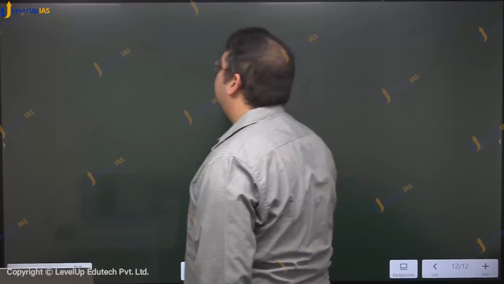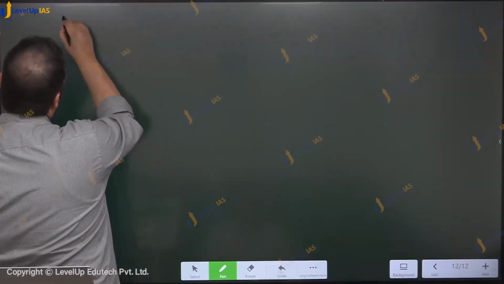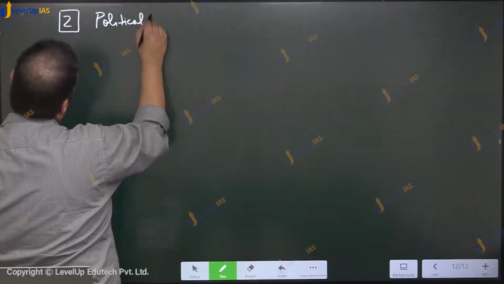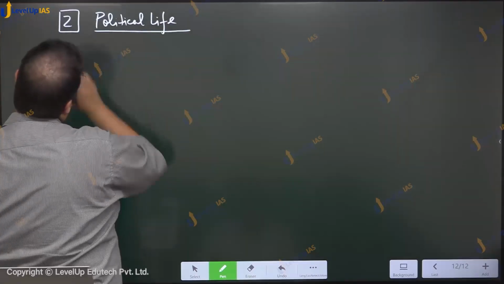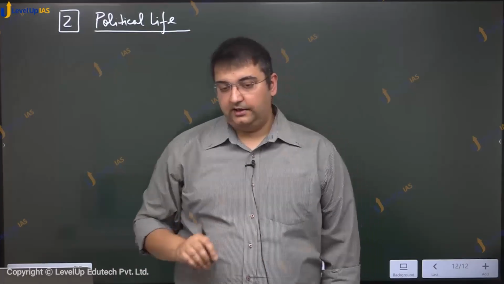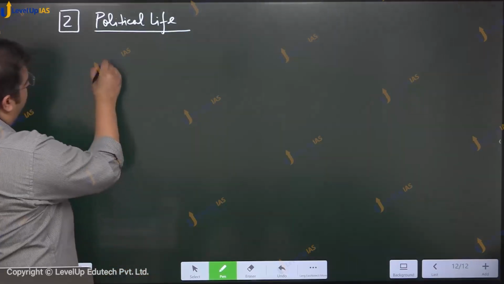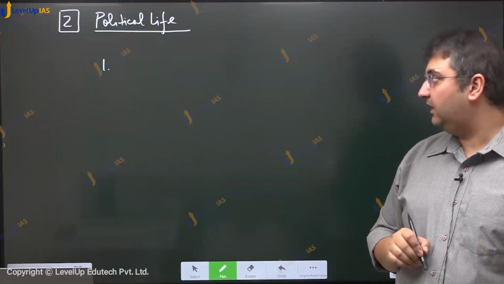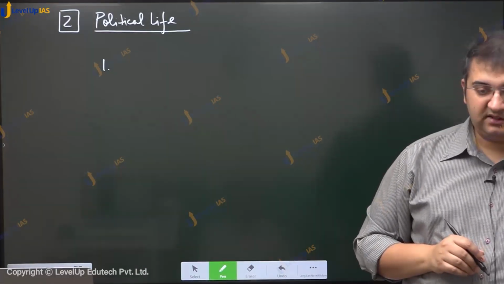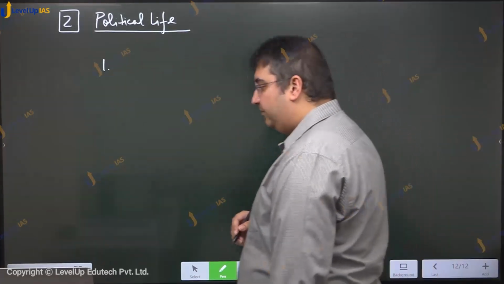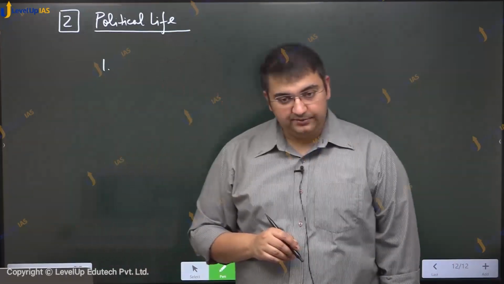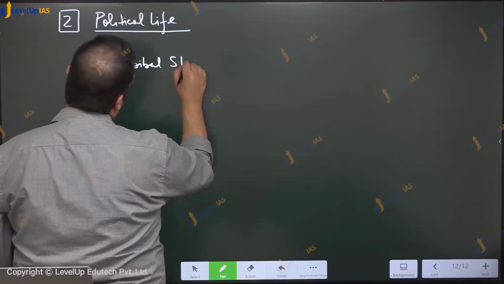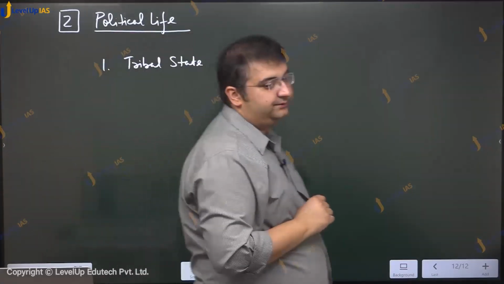Similarly, let us talk about the political life of the early Aryans. What was the nature of the state? Did large territorial kingdoms exist, or was some other arrangement there? The Vedic people were divided into different tribes, right? So therefore, a tribal state system existed.